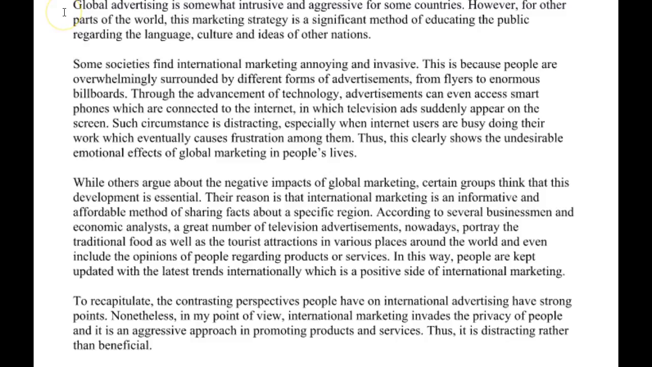I would say here, global advertising can be considered somewhat intrusive and aggressive for certain countries. However, for other parts of the world, this marketing strategy is a significant method of educating the public regarding languages, culture, and ideas of other nations. Good.